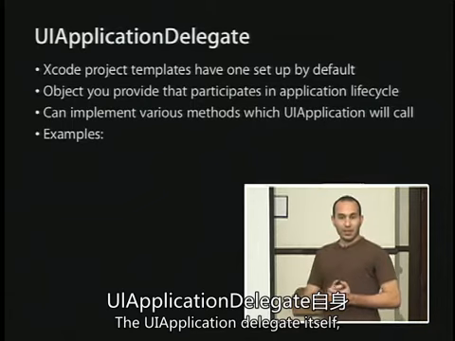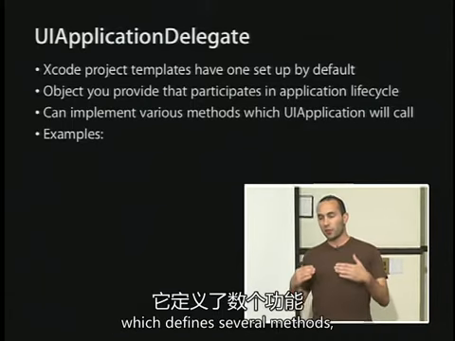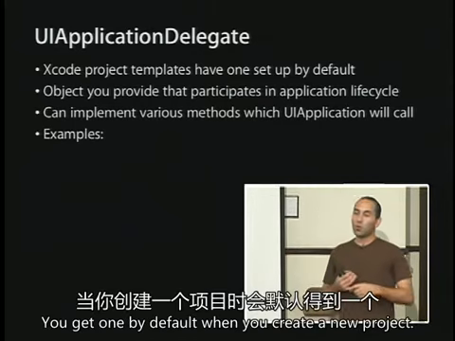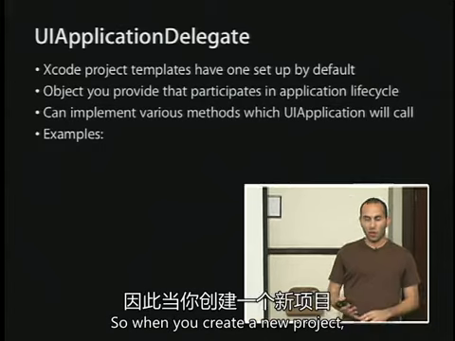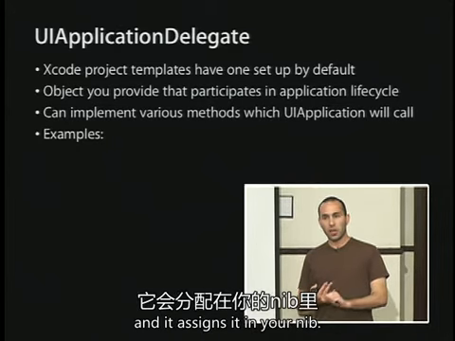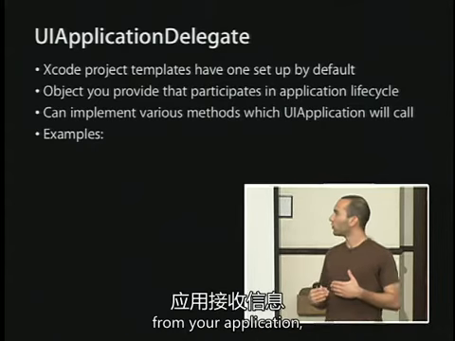The UI application delegate itself, there's something called a protocol, which defines several methods. You get one by default when you create a new project. When you create a new project, it creates a UI application delegate for you, and it assigns it in your nib. So you're automatically set up to start receiving messages from your application.